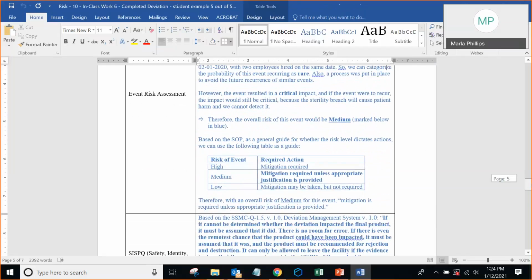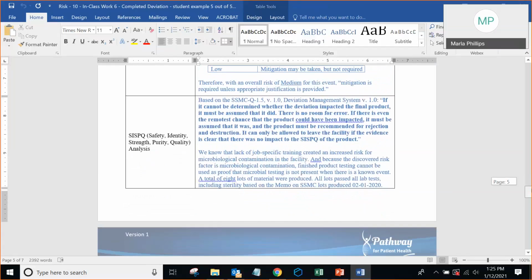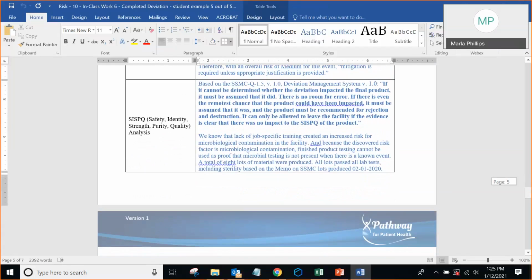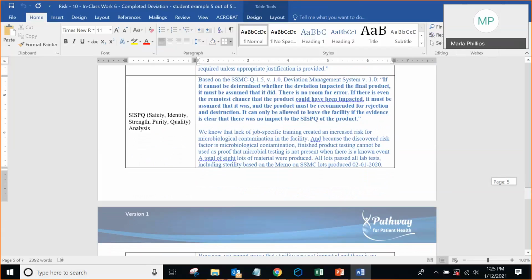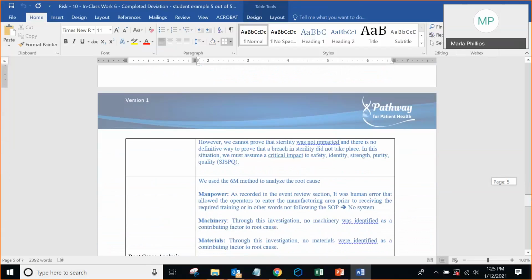They also need to determine, what's the required amount of action because it is now a medium risk. And so then this again is from the SOP, and it basically tells them what should be done and to what level of rigor they need to approach this problem. We want to determine basically the impact of this failure on the product itself. And so that's where the SISPQ section is filled out. And again, they're taught this in the course. So if they're listening and they're reading their SOPs, this should be filled in.